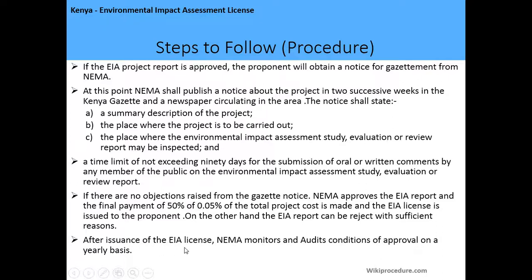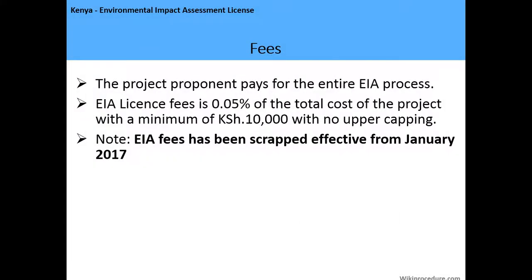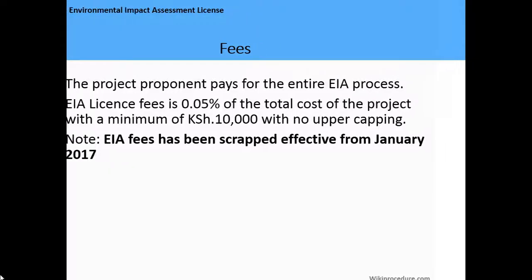So after issuance of the environmental impact assessment license, NEMA monitors and audits conditions of approval on a yearly basis. The project proponent is the one who pays for the entire environmental impact assessment process. The environmental impact assessment license fee is 0.05% of the total project cost, with a minimum of 10,000 shillings with no upper capping. Note that the environmental impact assessment fees have been scrapped effective from January 2017, so you only pay for the license and no extra fees are charged.